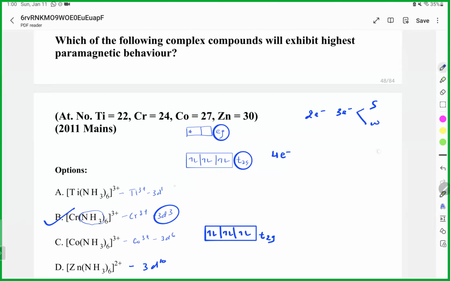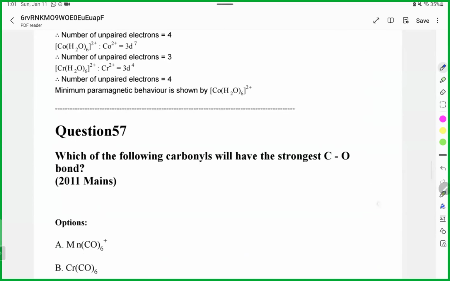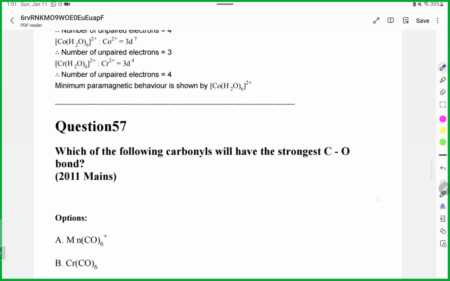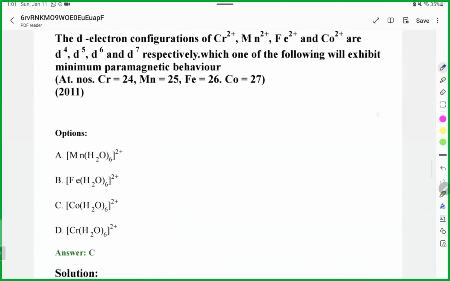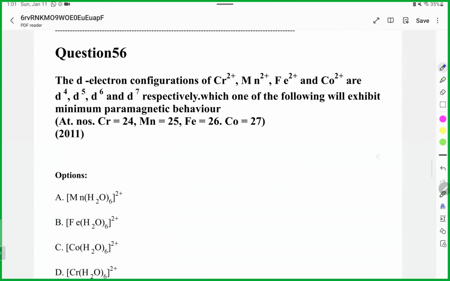Because here you have 1, in B you have 3, in C all are paired, so no unpaired electrons, and even in D all are paired. Got it? Any other question? The strongest bond we'll discuss in the other topic. Meaning paramagnetic. Last question of this class.